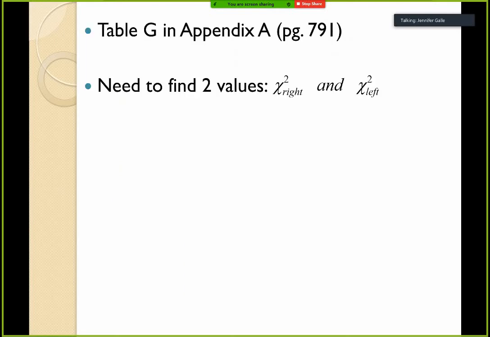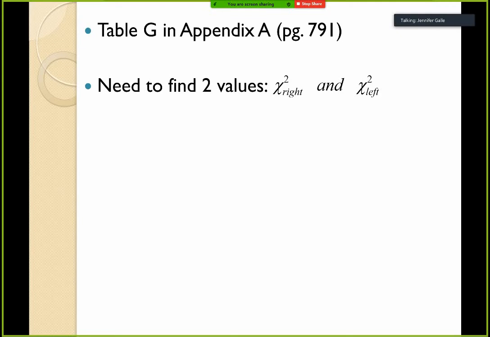We need our distribution, we need to find two values. There's a chi-square right, and there's a chi-square left. The right and left are just little subscripts. We need two different values this time, not just one. We've had z sub alpha over 2 and we've had t sub alpha over 2. Now we have a chi-square right and a chi-square left.